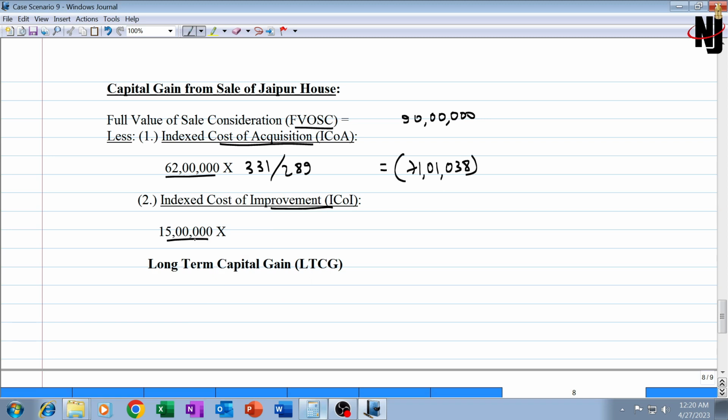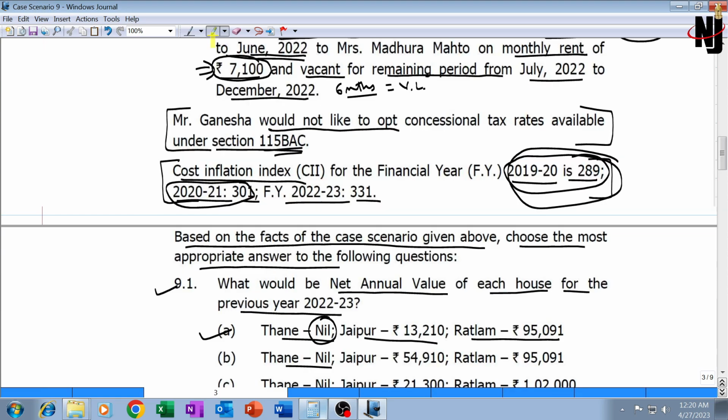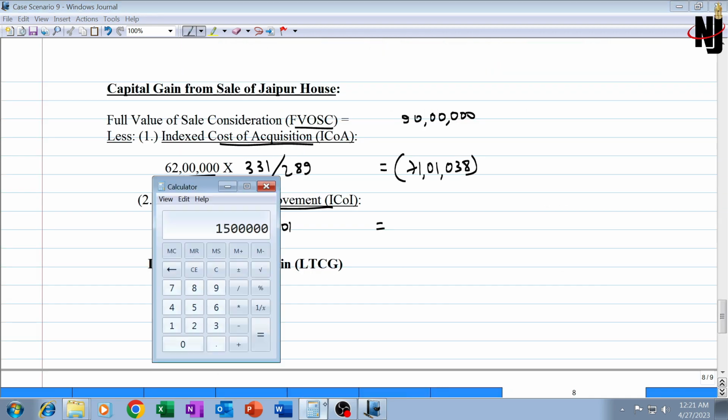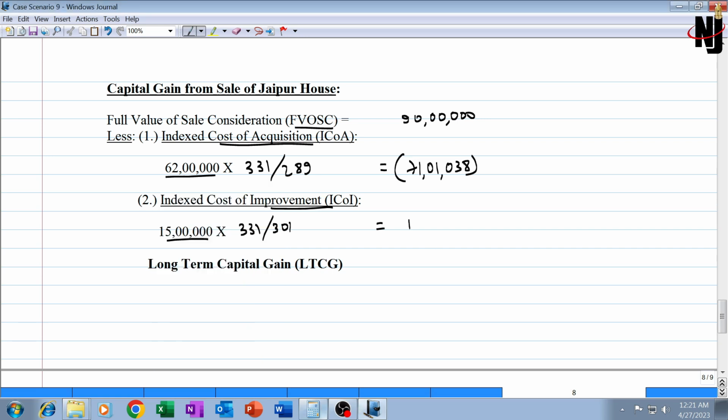Now cost of improvement is 15 lakh, interior work done, multiplied by 331 divided by CII number of the year of improvement, that is 301, 2021. So 15 lakh divided by 301 multiplied by 331 will be 16,49,501.66. We'll round it off to 16,49,502. This again we are going to subtract.